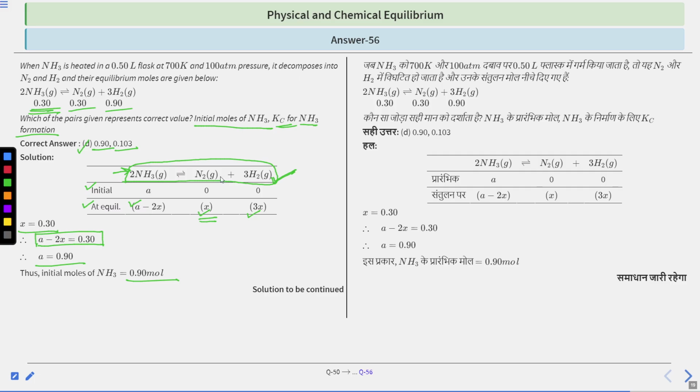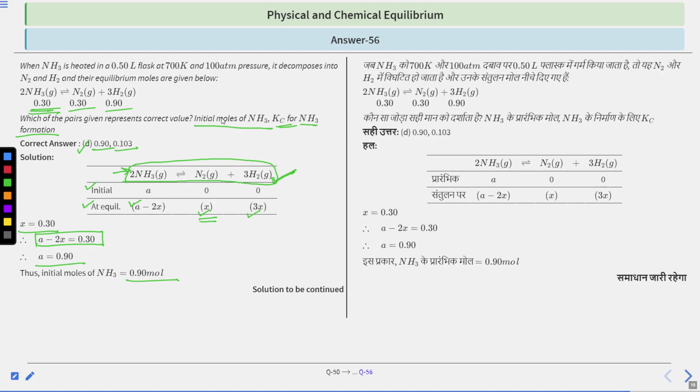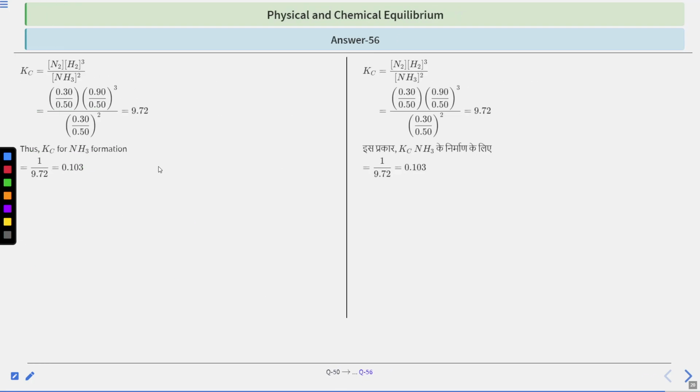On reversing, its equilibrium constant will also change, right? So the final Kc for the NH3 formation reaction will be 1 upon the constant for the initial reaction, which is 9.72, and hence it will be equal to 0.103. So we have both values in the pair, which is the initial moles of NH3 and Kc for NH3 formation, and thus our option D is the correct one, 0.9, 0.103. Okay. Thank you.